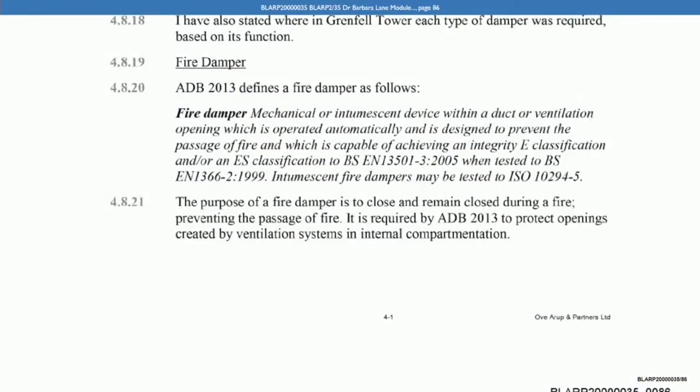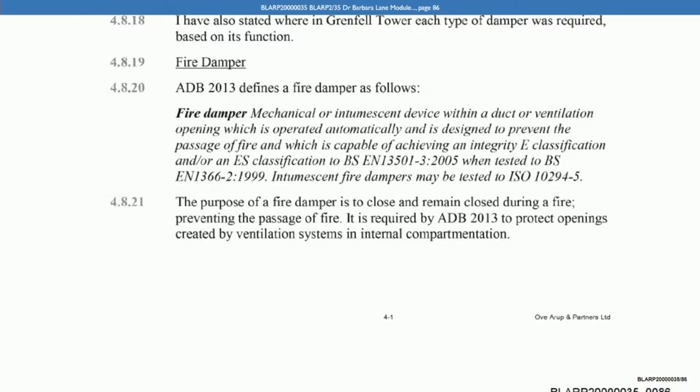At paragraph 4.8.21, at the bottom of that page, we can see that she's got the definition there of a fire damper immediately above, and she says this. In that last paragraph, the purpose of a fire damper is to close and remain closed during a fire, preventing the passage of fire. It is required by ADB 2013 to protect openings created by ventilation systems in internal compartmentation. Do you see that? I see that, although I disagree with the word required in that paragraph.